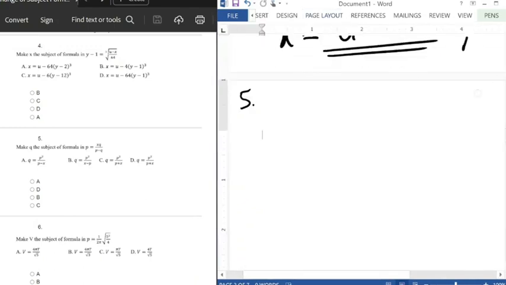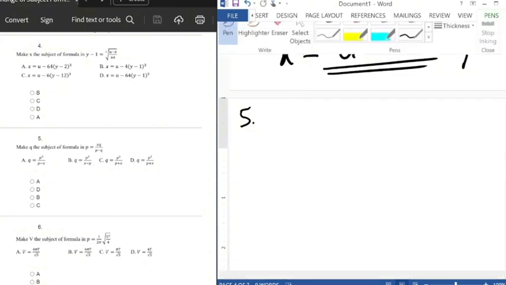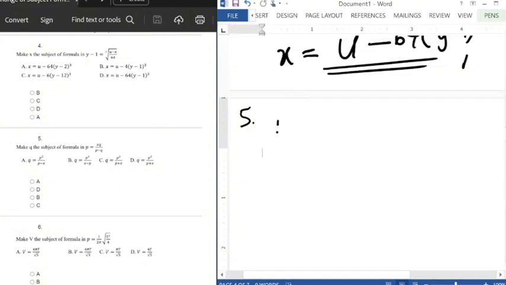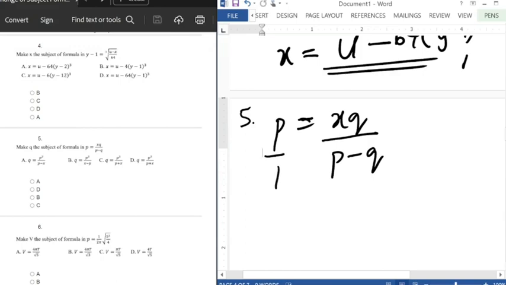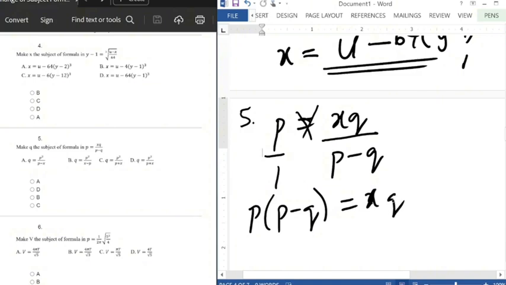All right. So for question number 5, we are asked to make Q the subject of formula. We have P equals xq divided by P minus Q. So don't forget, what we want to make the subject of formula here is Q. This is a fraction here. Then we'll cross multiply. So that's going to give P into bracket P minus Q equals xq. So we have Q here, we have Q here.